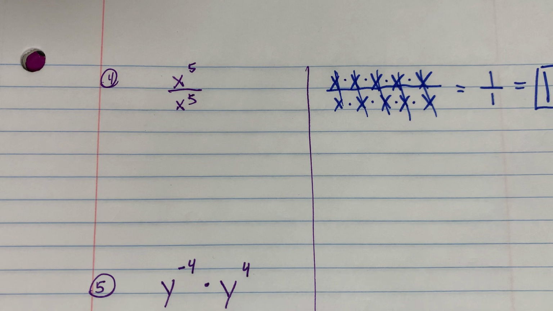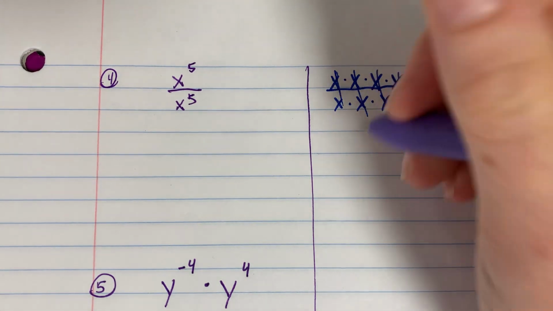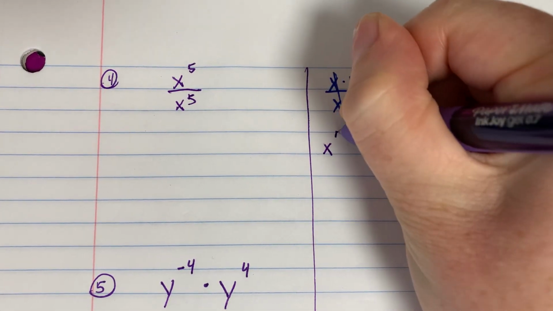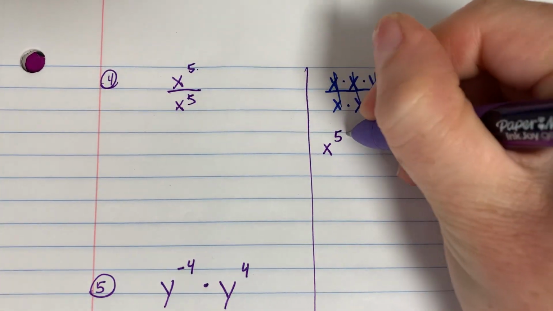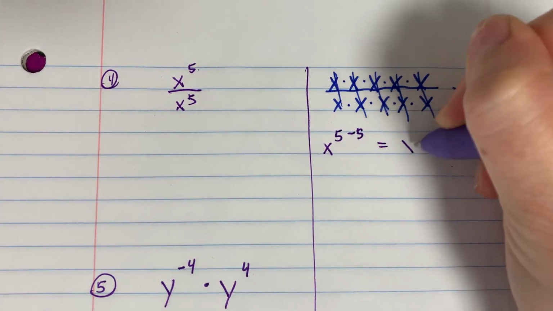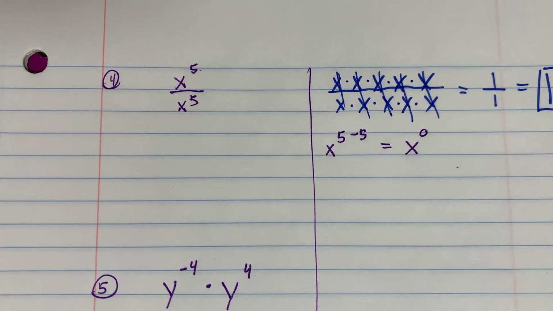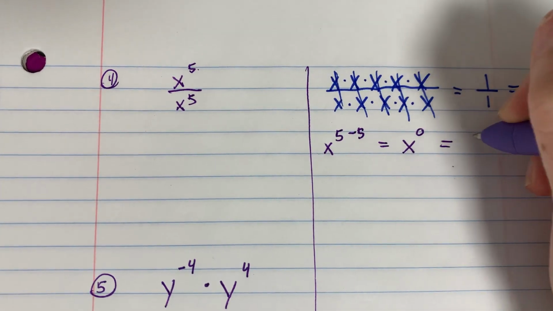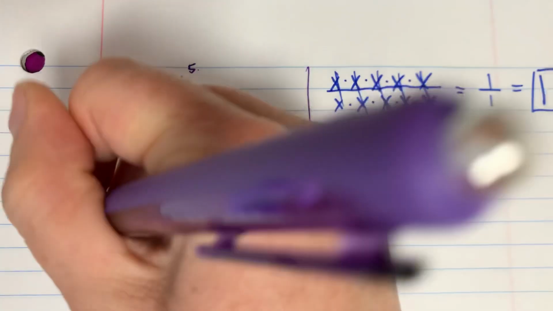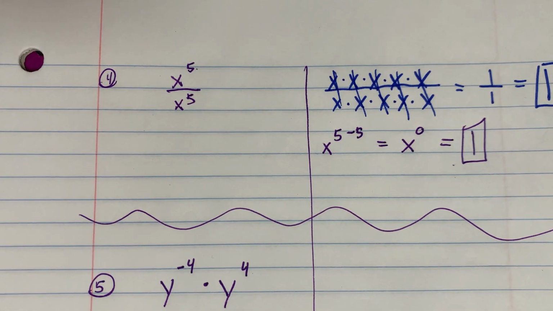Now let's pretend you didn't like doing it that way. You wanted to do the shortcut way using the quotient property. You knew 5 take away 5 is x to the 0, which is also 1. Either method works. You're going to get the same answer.